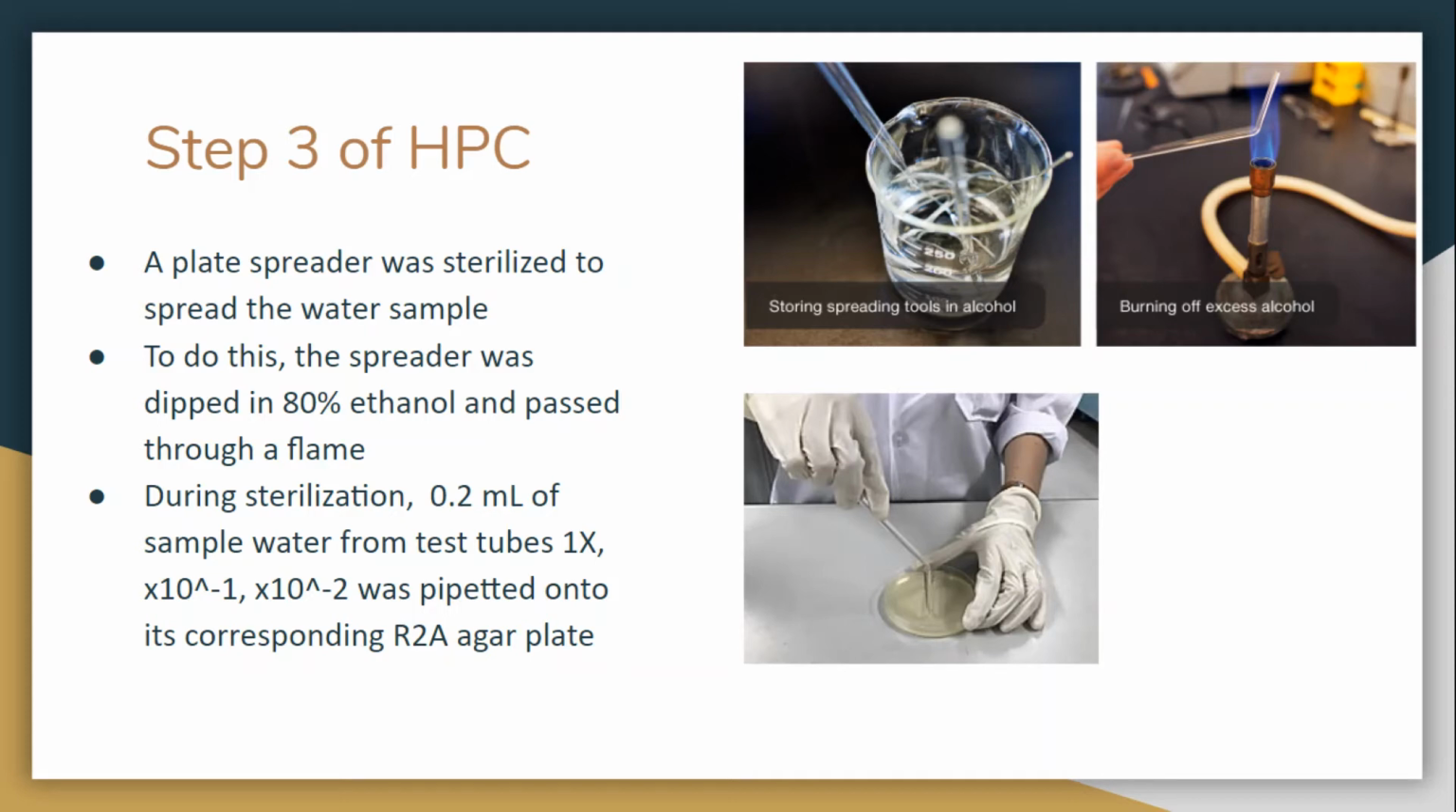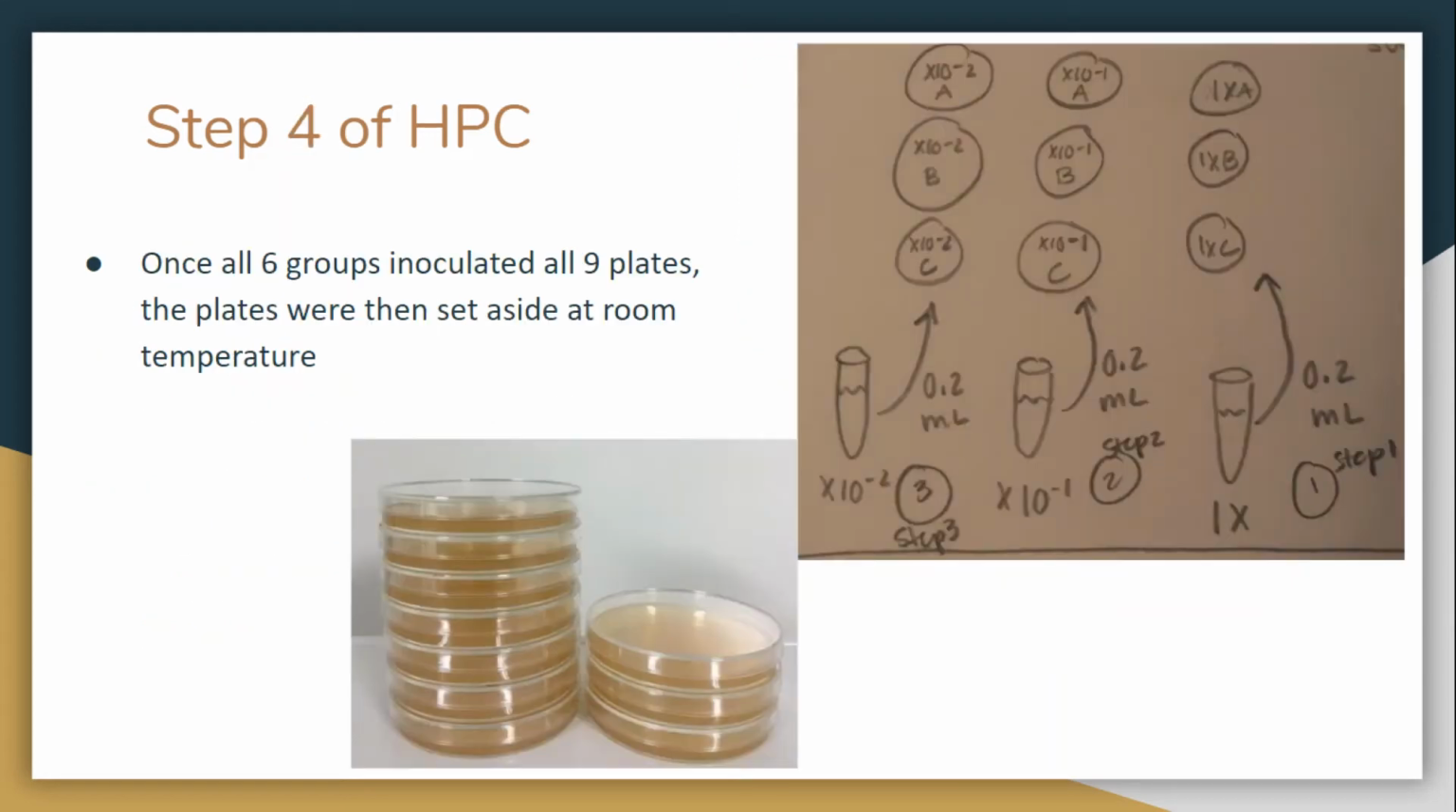The plates range in concentrations from 1x, not diluted, to 10 to the -1, tenfold dilution, and then to 10 to the -2, which is 100-fold dilution. 3 samples were taken from each group named A, B, and C, respectively. After all the plates from each sample were inoculated, the plates were set aside to grow at room temperature for a total incubation period of 7 days.